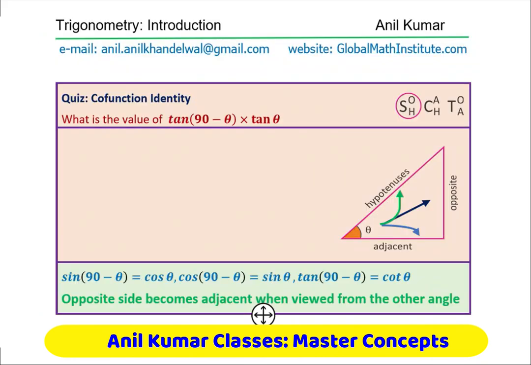Question 8. So we kind of have a different kind of a question here, connecting the trigonometric ratios. We call this cofunction identity. The question is, what is the value of tan(90 minus theta) times tan theta? You can take the help of the diagram given to get the answer.